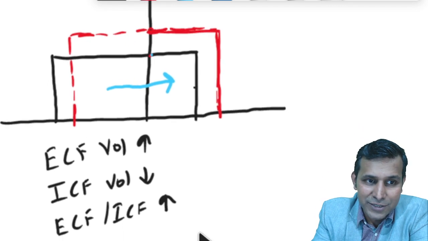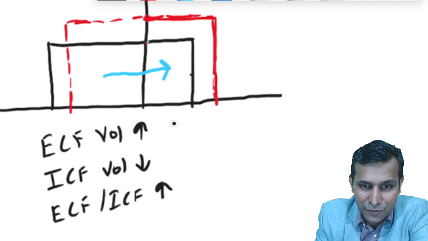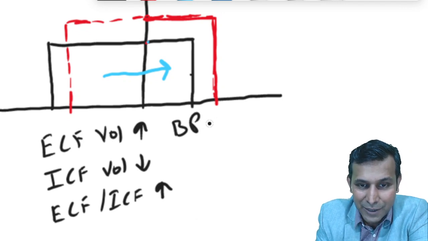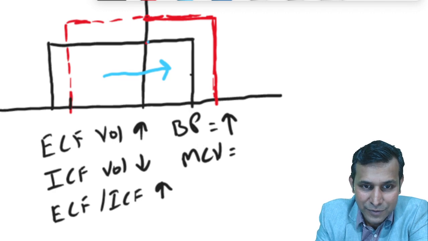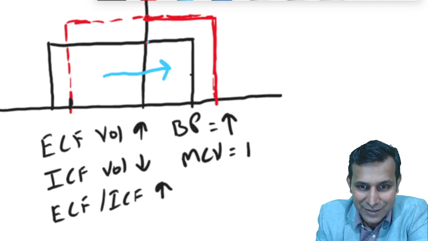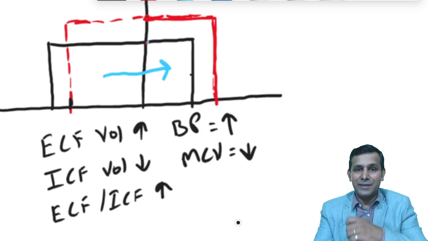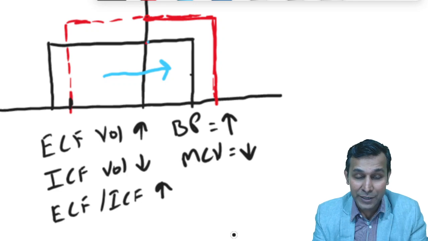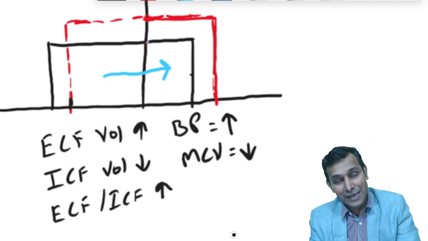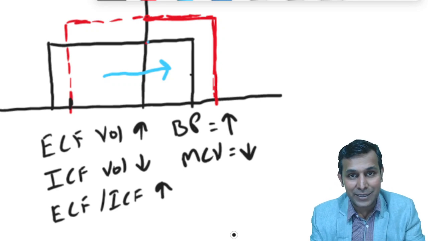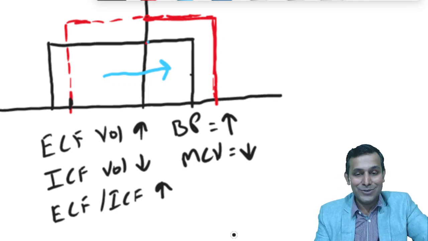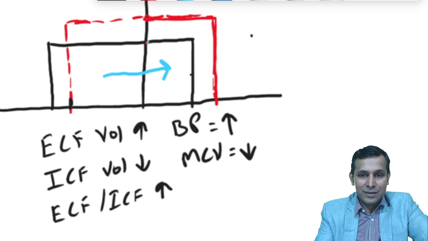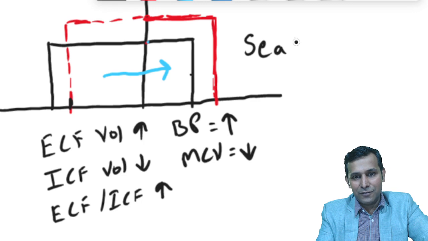What are the other changes here? Blood pressure. What happens to the blood pressure? Can anybody tell me? Yes, blood pressure increased. What happens to mean cell volume, mean corpuscular volume? See here, ICF volume decreased. So there is an increase in blood pressure but a decrease in the mean cell volume. Remember, ECF volume increases, ICF volume decreases, ECF and ICF osmolarity have increased, blood pressure has increased, and mean cell volume has decreased. So the example, one of the examples I am writing, is sea water, consuming sea water.